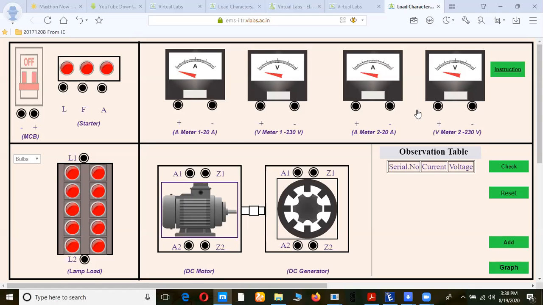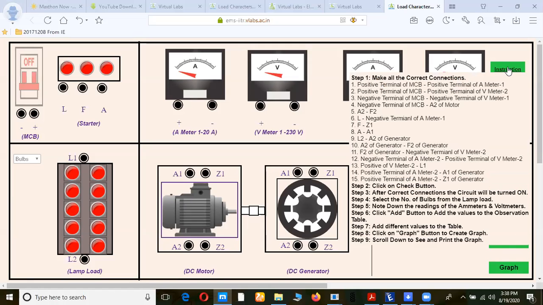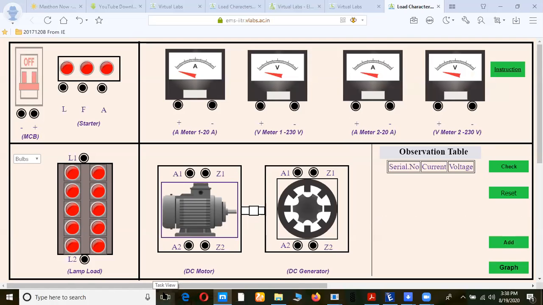Now, how to connect all those things? There is an option here as instruction. If you keep your mouse there, we can see some different steps, right? We will connect the simulation in the following class, because time is running out. We will go to the simulation in the next class.